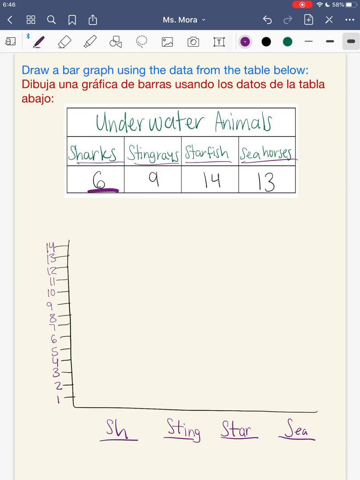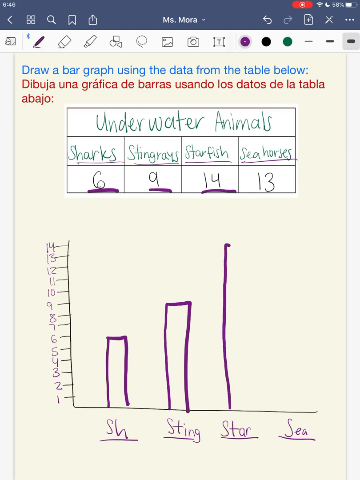So I have 6 sharks, so I'm going to draw my bar up to the 6. I have 9 stingrays, so I'm going to go up to my 9. I have 14 starfish, so that's going to go all the way up to my number 14. And 13 seahorses, so that's going to be a little bit below my 14.